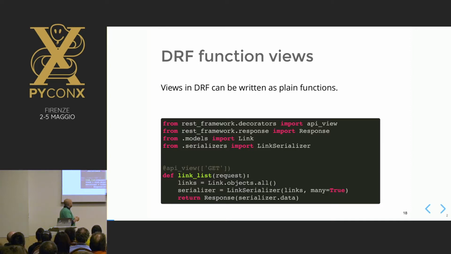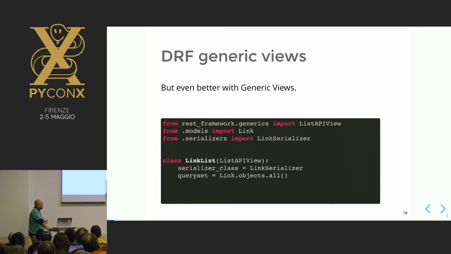That many true is important. At the end, we can just return the response. So if you need specific requirements, you can use a functional view, because you can, of course, customize the code for your own requirements. But even better, we have generic views, which abstract away all the work for us.